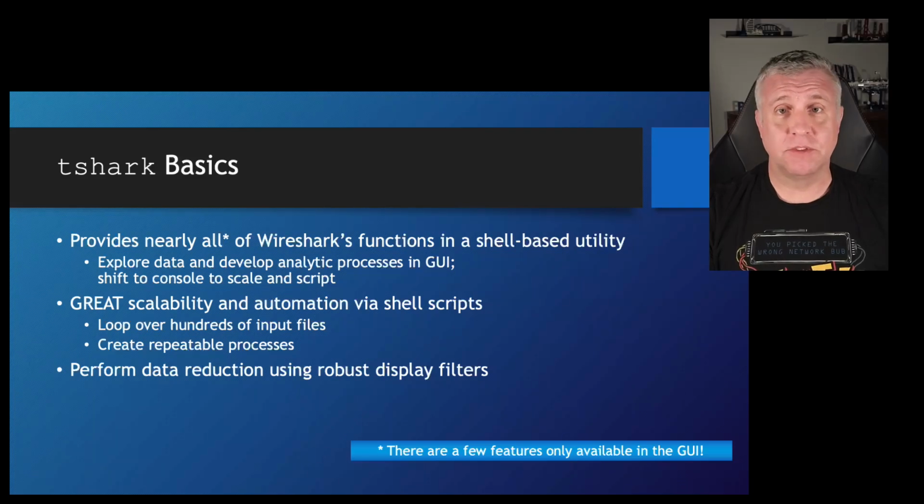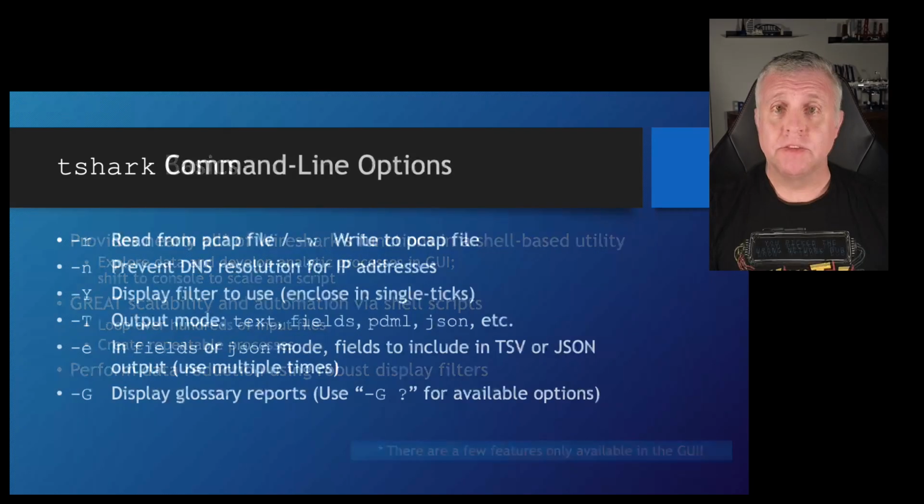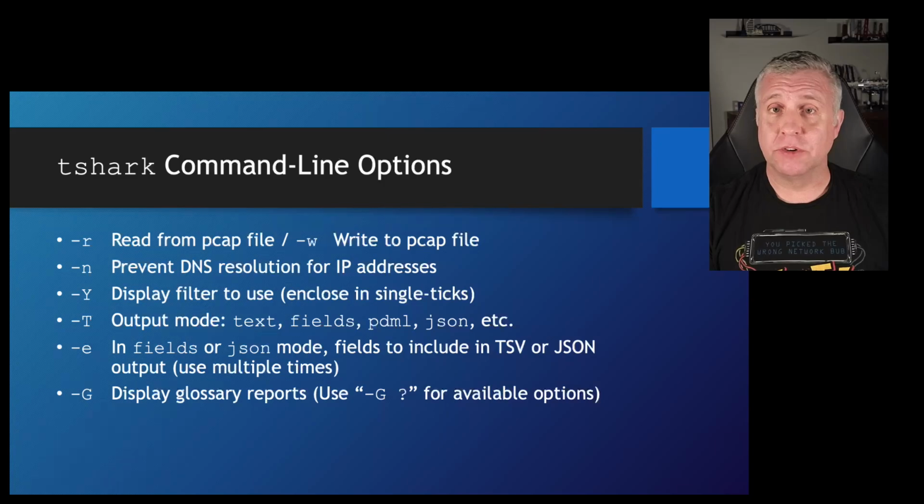So let's take a look at what some of those command line parameters might be. Some of the command line parameters that you might run into are shown here. And again, not exhaustive. -r, -w, reading from a PCAP file and potentially writing to a new PCAP file. That becomes a really interesting possibility to use now tshark as a means of doing data reduction. We do have an option of using -n. This will prevent DNS resolution.